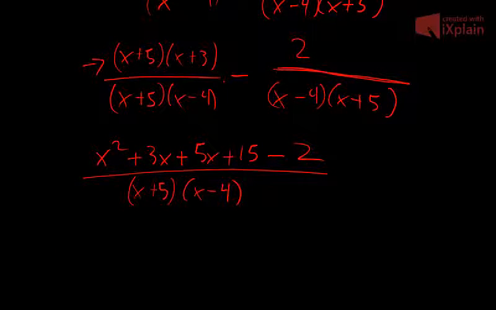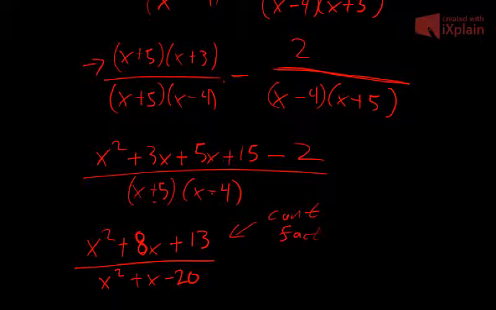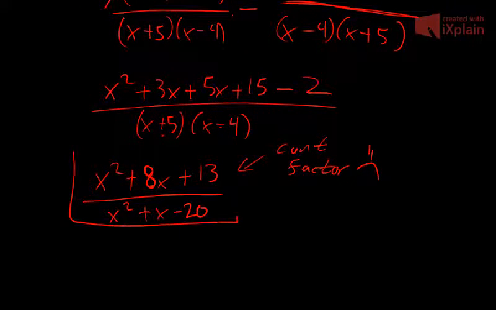So a little bit of simplification, combining like terms on top. I have x squared plus 3x plus 5x, which is plus 8x. There we go. Plus 13 divided by, and I actually already have what these two multiplied are because I factored it. So if I bring it back out, I would have x squared plus x minus 20. This thing here I can't factor, which makes me sad. But that's okay, that means I'm done. So this is my answer, and just like that, I am finished.